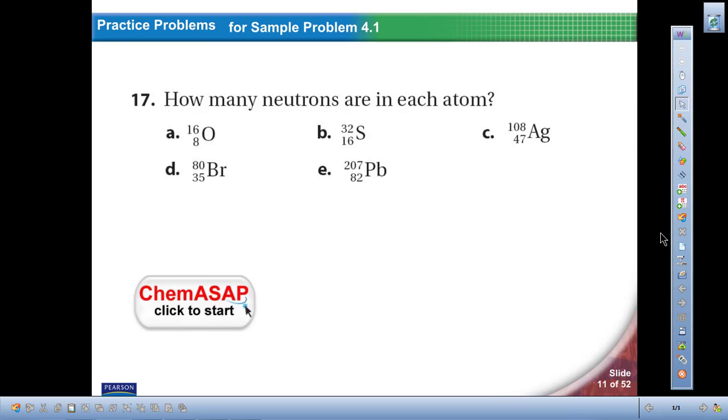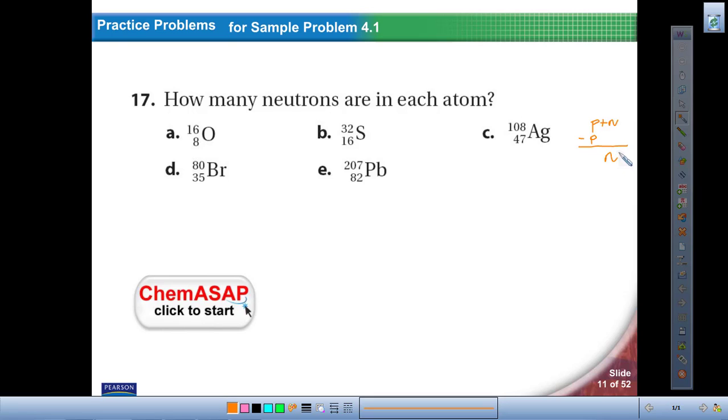On this one, they're just asking how many neutrons. So just like we did in the previous example, this of course is my mass number. On top it's protons and neutrons, and on the bottom it's protons. So if I subtract them, I get neutrons. So for all of these, I just need to subtract.